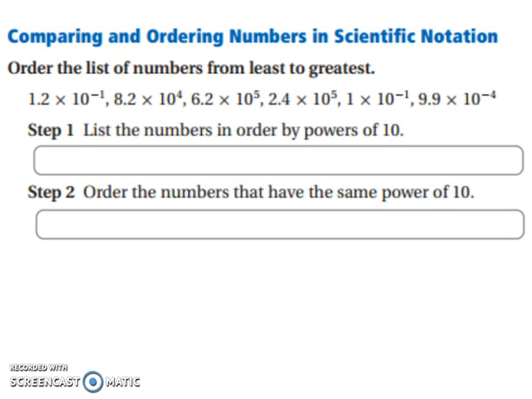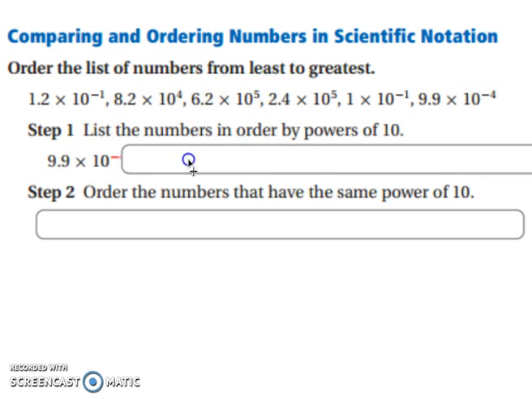Now let's try comparing and ordering numbers in scientific notation. We're going to order the list of numbers from least to greatest. Step 1. List the numbers in order by powers of 10. So let's look at our powers of 10. We have our smallest power of 10, 10 to the negative 4. So that's going to go first.